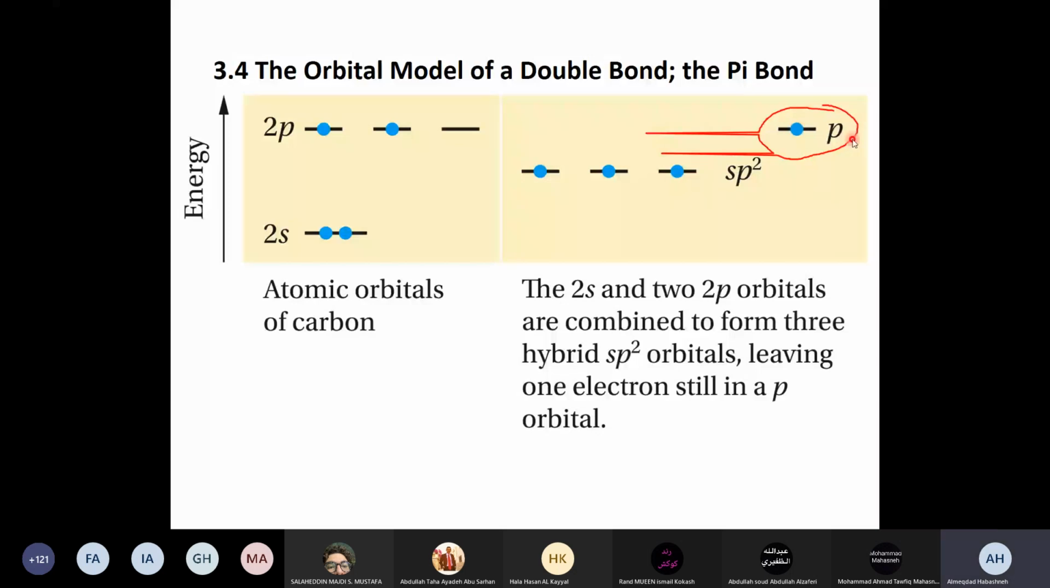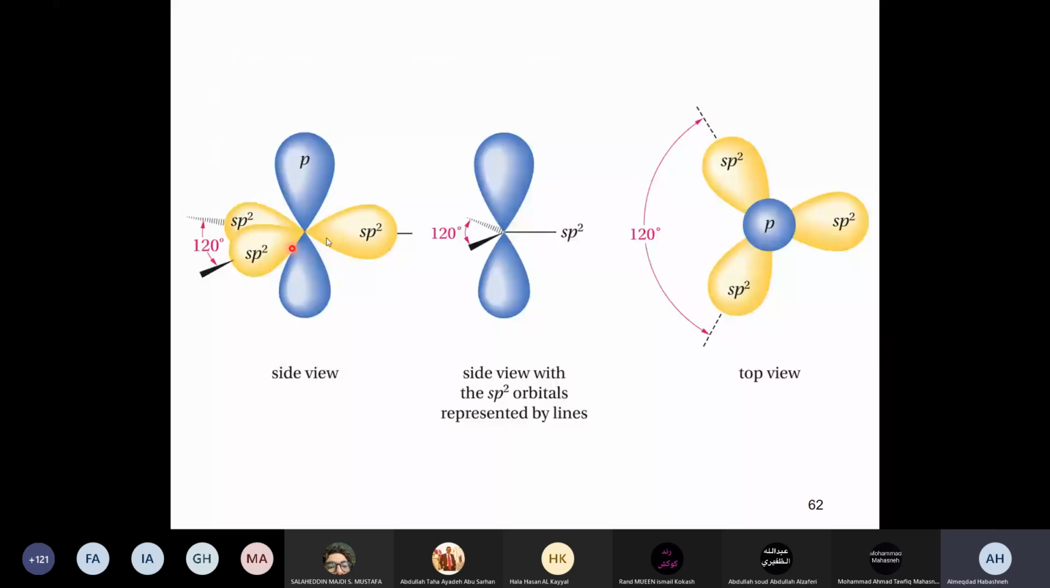كويس؟ The angle between sp2 orbitals is 120. The geometry is trigonal planar، مثلث مسطح، وبكون عندي فلك p perpendicular. This p orbital, unhybridized and half-filled, is perpendicular to the plane.